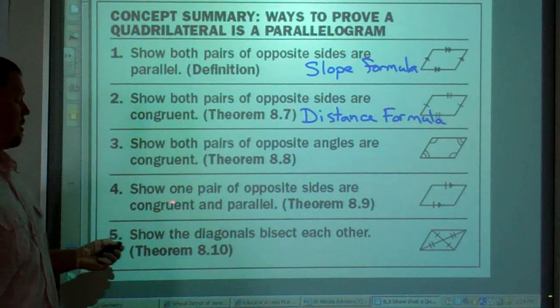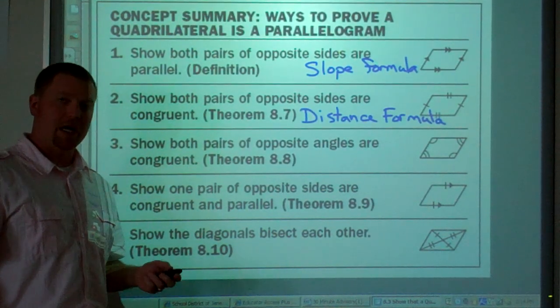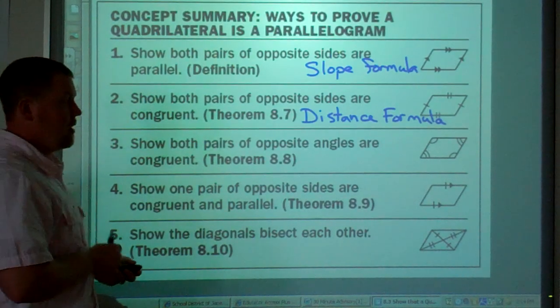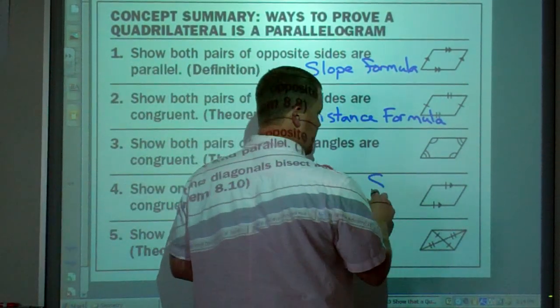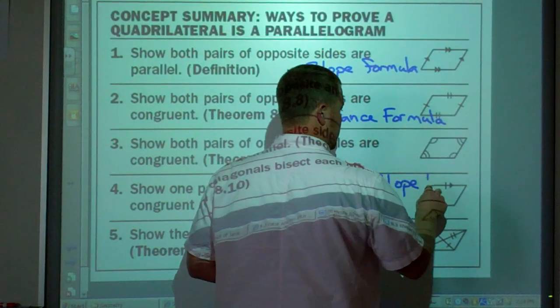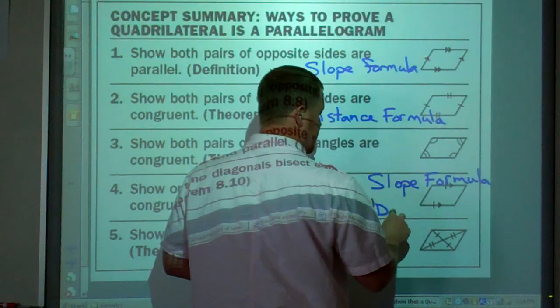Okay? The fourth one here, alright, showing one pair of opposite sides are parallel and congruent. Well, parallel, congruent, alright? So you'd have to use slope formula. And you'd have to use the distance formula.